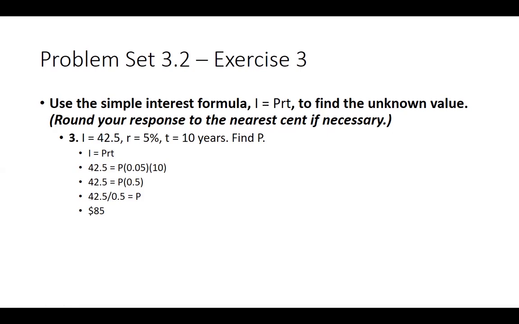Number 3, this time we're finding P. We're given I, R, and T. I is 42.5, R is 5%, T is 10 years. Plugging in what we know, we get 42.5 equals P times 0.05 times 10. 0.05 times 10 calculates to 0.5. So 42.5 equals P times 0.5. We can solve for P by dividing both sides by 0.5. 42.5 divided by 0.5 is $85. P is $85.